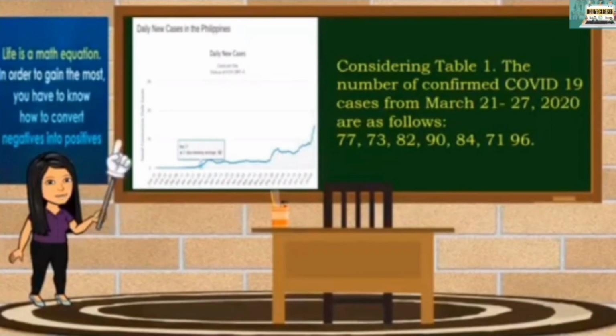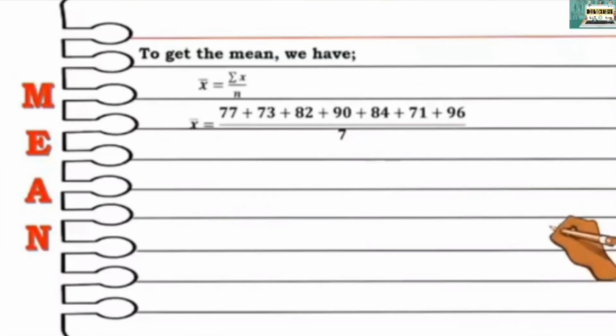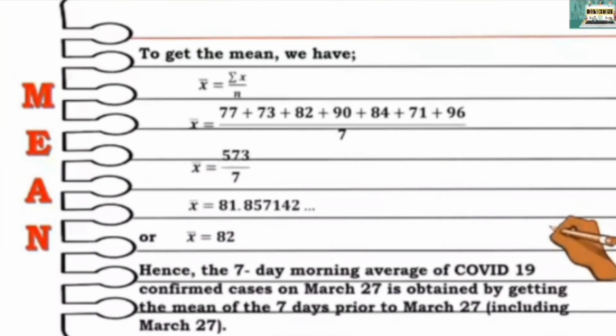Considering the table 1, the number of confirmed COVID-19 cases from March 21 to 27, 2020 are as follows: 77, 73, 82, 90, 84, 71, 96. To get the mean, we have the following. Hence, the 7-day moving average of COVID-19 confirmed cases on March 27 is obtained by getting the mean of the 7 days prior to March 27, as shown on the next table.